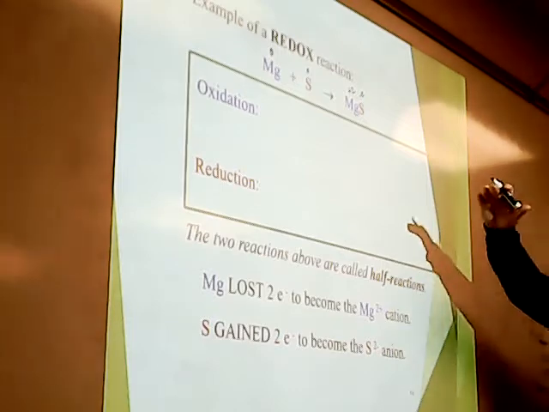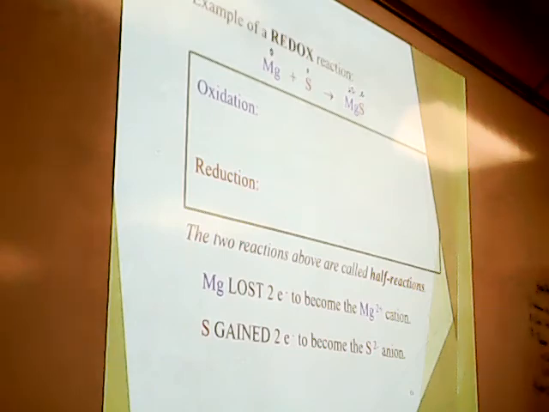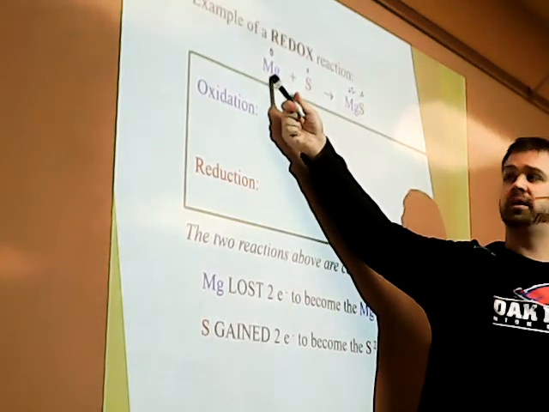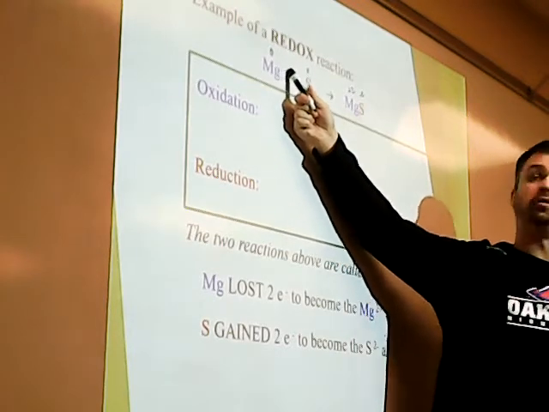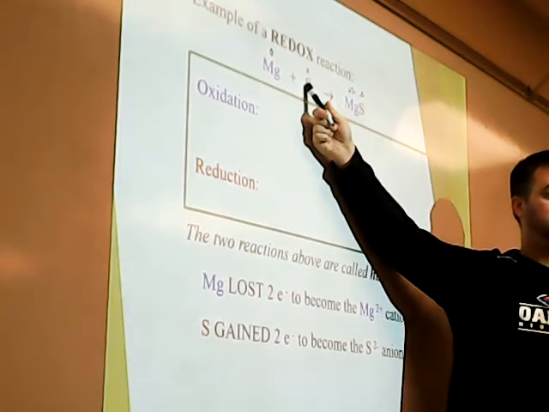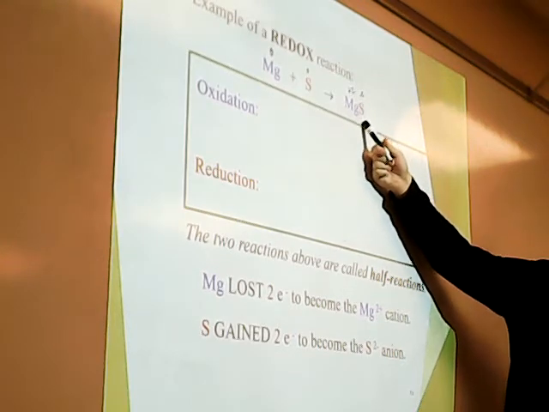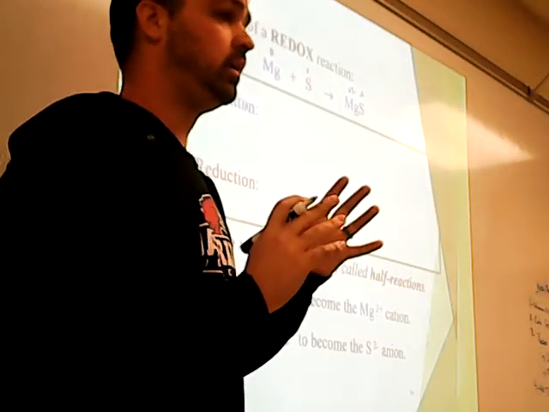So now that we have the oxidation numbers, we have to look at whether the charges have changed from the reactants to the products. What do I mean by that? Magnesium starts at what? 0, and it turns into what? +2. Is that a change? Yes, it is. Sulfur goes from 0 to -2. Is that a change? Yes, it is.